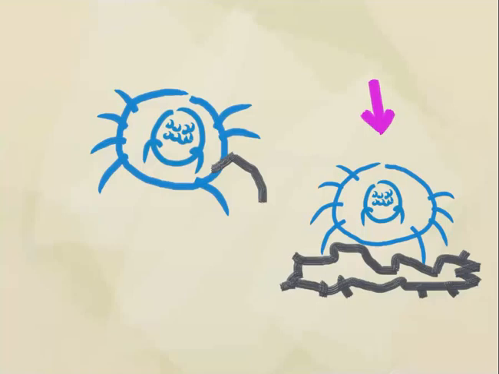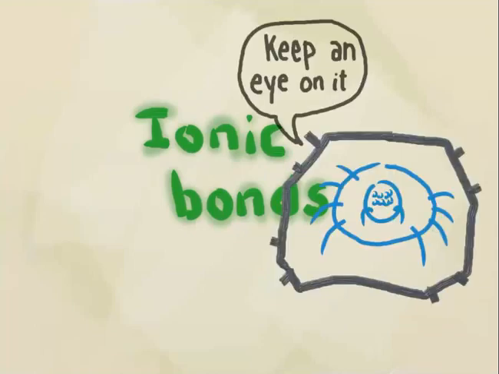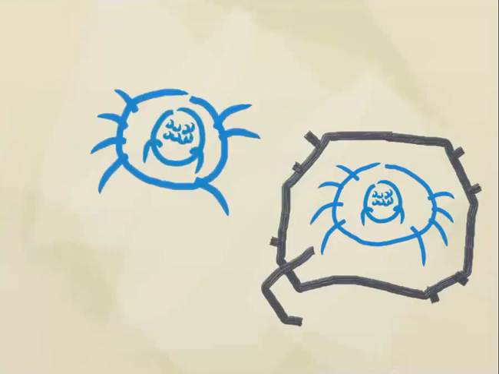So this is all a rather elaborate analogy for ionic bonds. Remember the second spider said, keep an eye on it? Ionic bonds. We see with the spiders a leg going from one spider to the other. Knowing what you know about what makes up an atom, what do you think happens with atoms during an ionic bond? Take a second, pause the video, and discuss it with a partner.